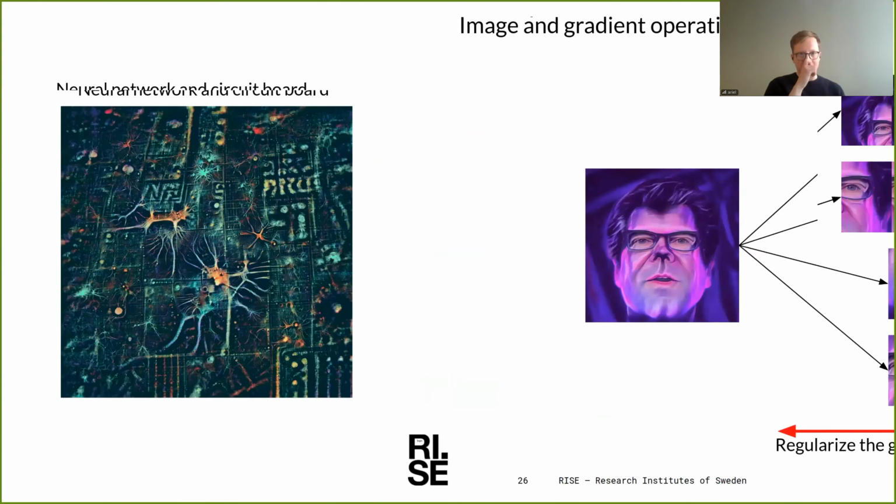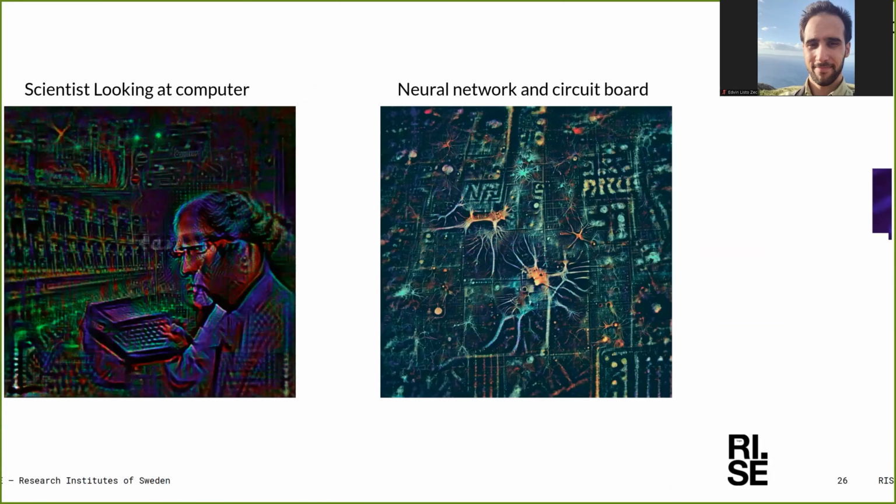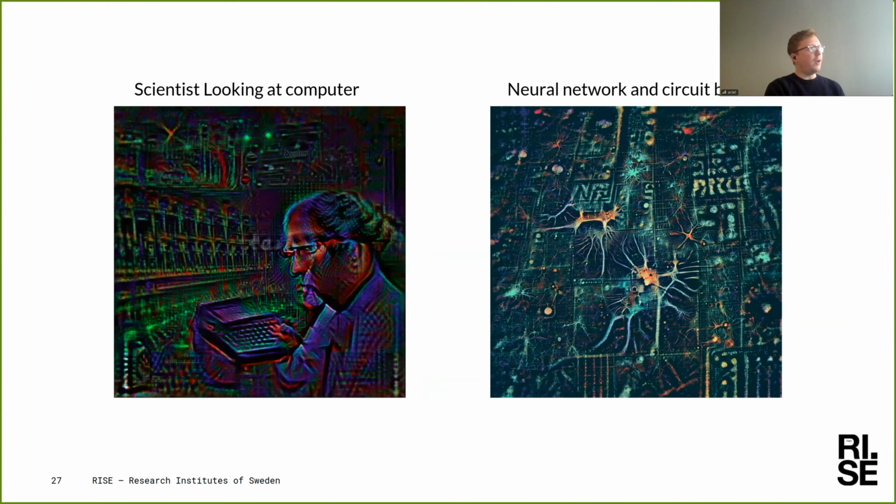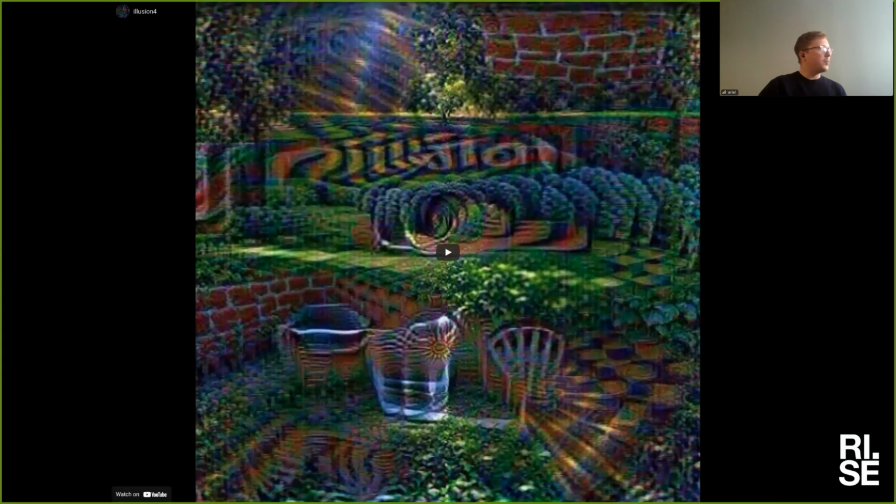When I first started experimenting with this, I started with the base case, which is just using an image. I put in the prompts "scientist looking at computer", which is now my new avatar on Twitter, and "neural network and circuit board", and you get this kind of interesting stuff. But then there is also a big open source movement on Twitter with people experimenting with this. They started using other networks. But here I have another example first we can show.